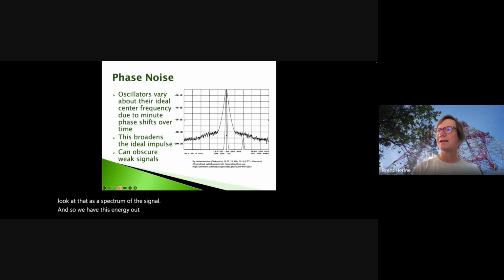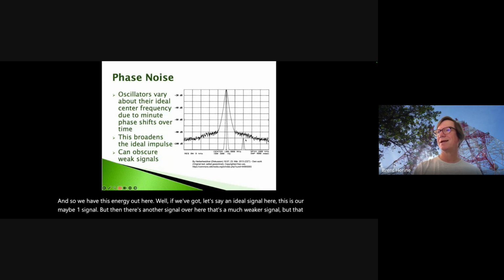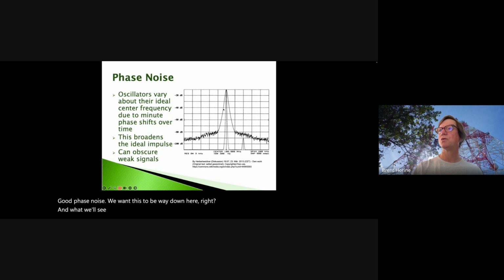Well, let's say we've got an ideal signal here, maybe one signal, but then there's another signal over here. That's a much weaker signal, but that phase noise is kind of covering it up, right? So a lot of hand waving going on here, but we want good phase noise. We want this to be way down here, right? And what we'll see is that the phase noise is typically high close to the central frequency, and then it decays.